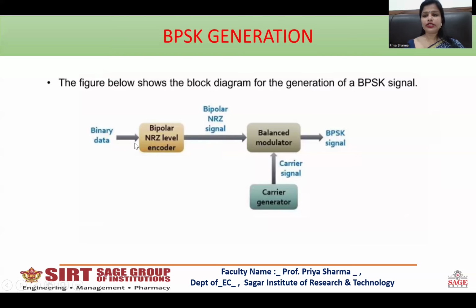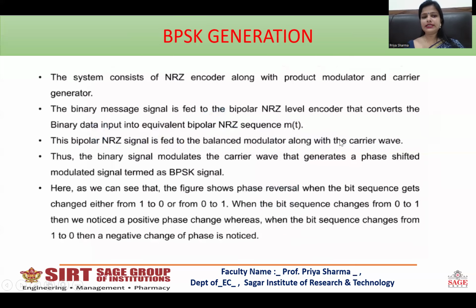First of all, as I have told earlier, the binary data is converted into a bipolar NRZ signal through an encoder. NRZ stands for non-return to zero. Then this signal is mixed with the carrier signal in a balanced modulator, and we generate a BPSK signal. The BPSK system consists of an NRZ encoder along with the product modulator and the carrier generator. The binary message signal is fed to the binary NRZ level encoder that converts the binary data input into an equivalent bipolar NRZ sequence, that is, the message signal.